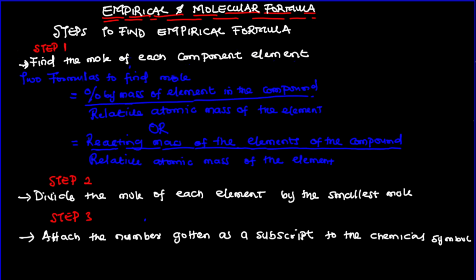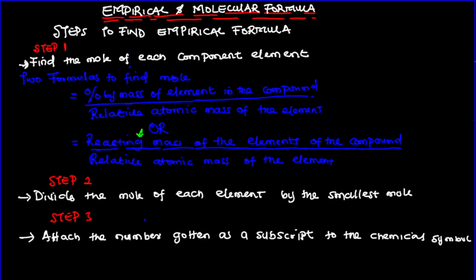Steps to find empirical formula. So the first step is to find the mole of each component element. We have two formulas to find mole. You can use the percentage by mass of the element in the compound divided by the relative atomic mass of the element, or you can use the reacting mass of the element in the compound divided by the relative atomic mass of the element.